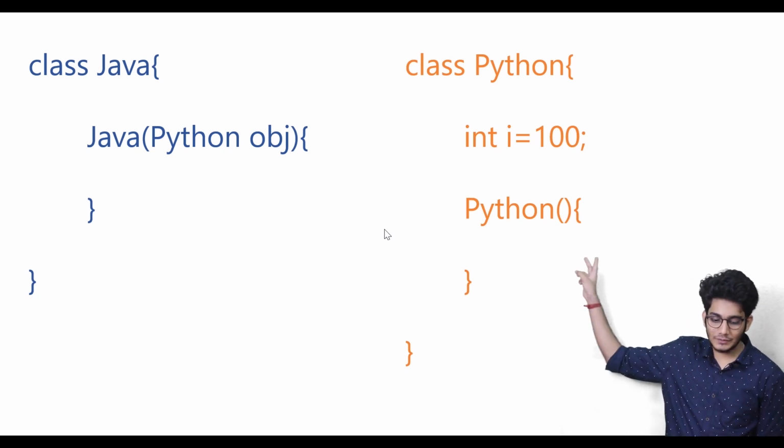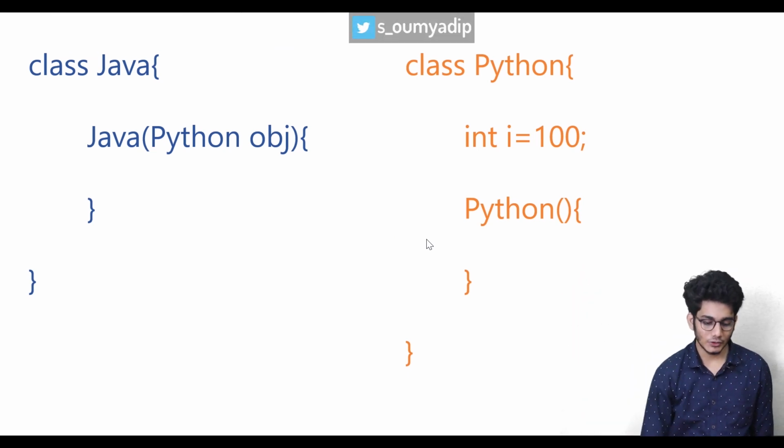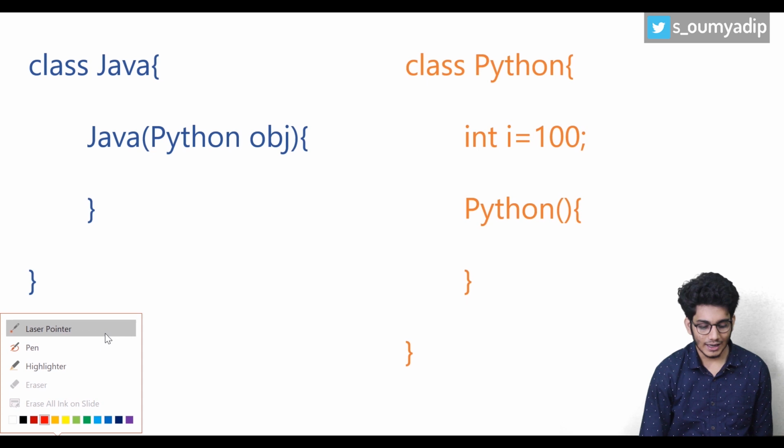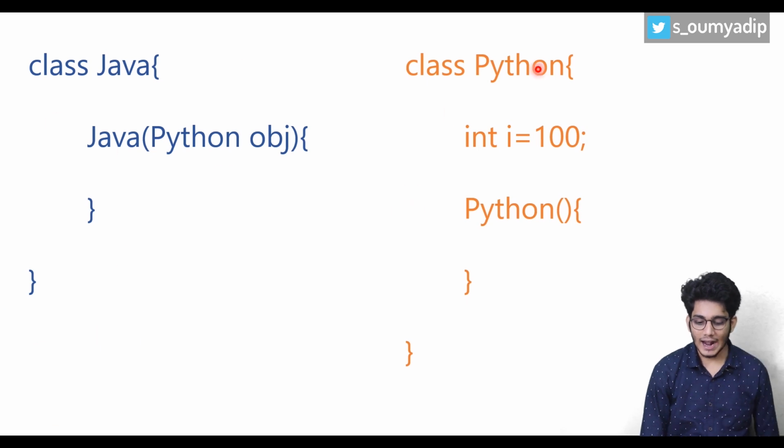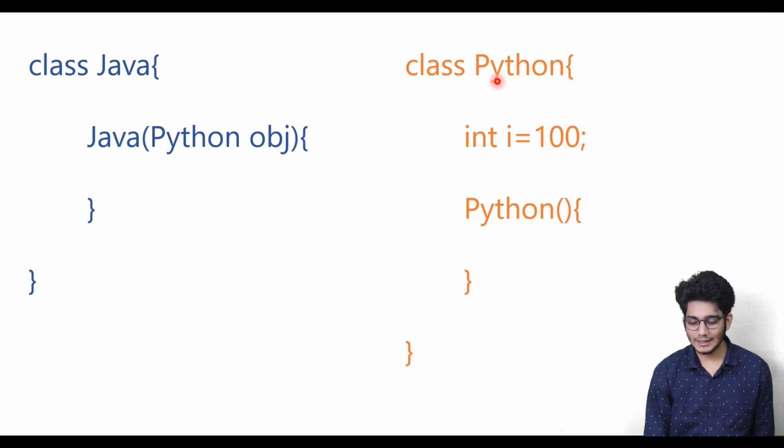As you can see, we have written two classes, one is Java, within that we have declared Java(Python obj). So this Java is accepting an object of Python and we have to call this portion from our Python. So how to call that? We have declared a class Python, within that we have declared an instance variable, the value of i is 100, and within that we have declared a constructor Python. Now we have to call this Java constructor. Now how to call that?